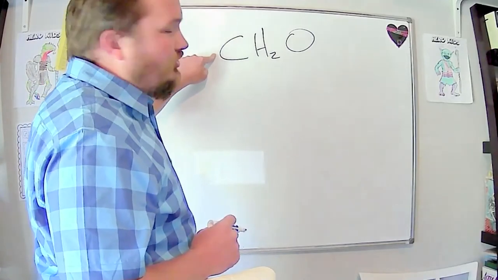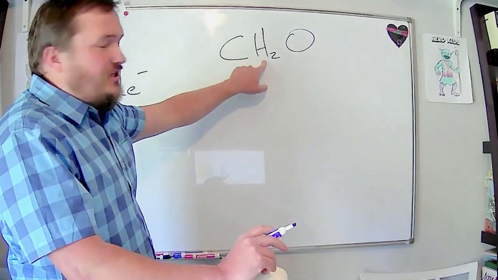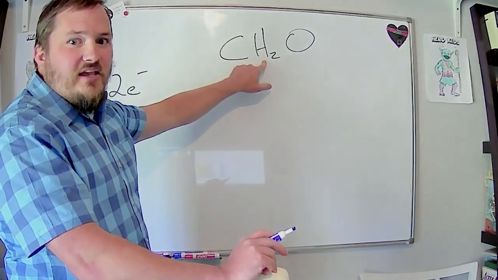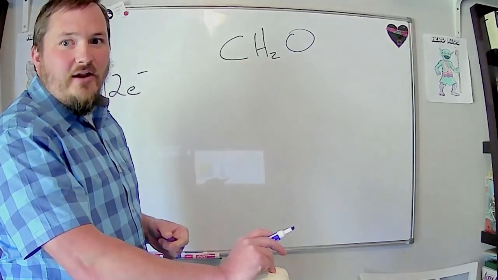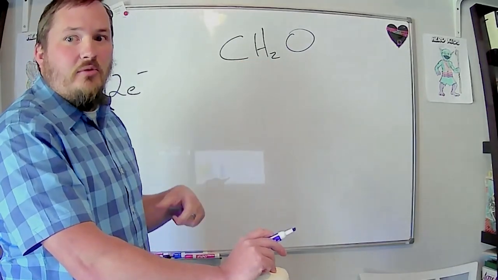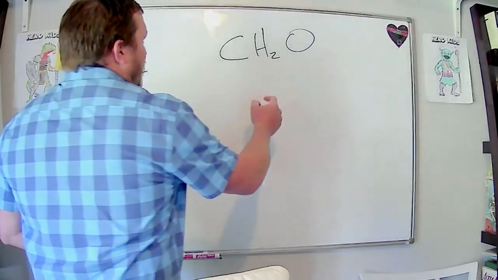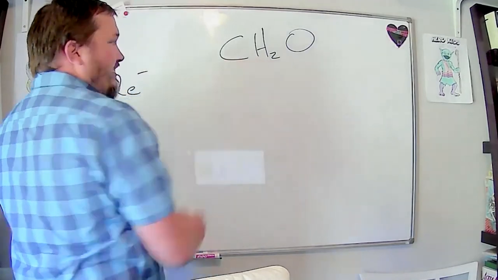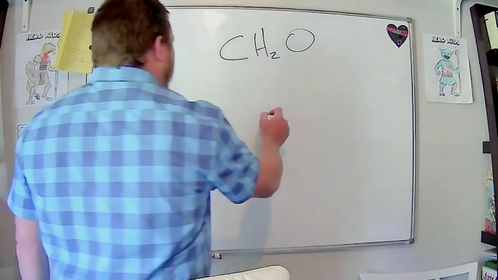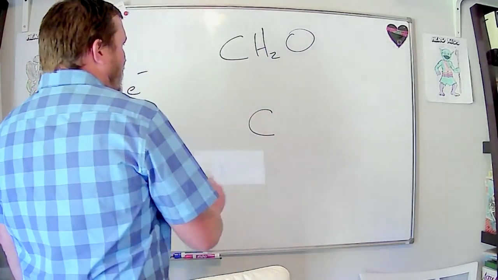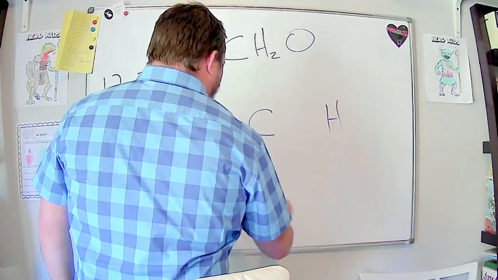Our central atom has to be the carbon, because hydrogen can only make one bond, right? It only needs to gain 2 electrons to be stable. And so you're never going to have hydrogen as a central atom because it can only make one bond. It only will ever have one pair of electrons at most. So other than the hydrogen, our least electronegative element is our carbon. So carbon's going to go in the middle. Then on either side of that, we can put our hydrogens and our oxygen.